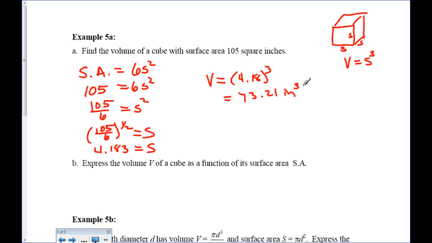Wait, why would you multiply by 3? So part B says express the volume V as a function of its surface area. So we want to put V in terms of SA instead of S. Okay? So in order to do that, I still need to solve. I'm going to take SA equal to 6S squared. I want to solve for S. So in terms of SA, this will be SA divided by 6 to the 1/2 power, right? If I were to solve for S.